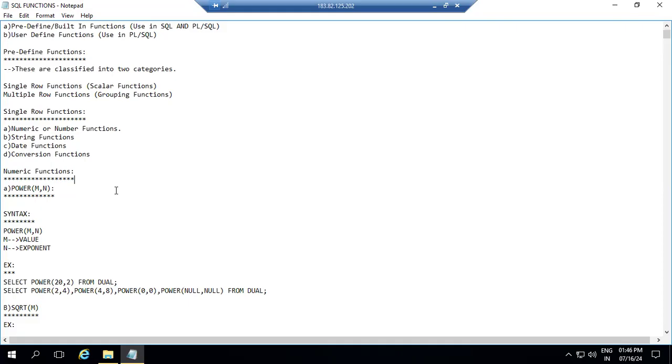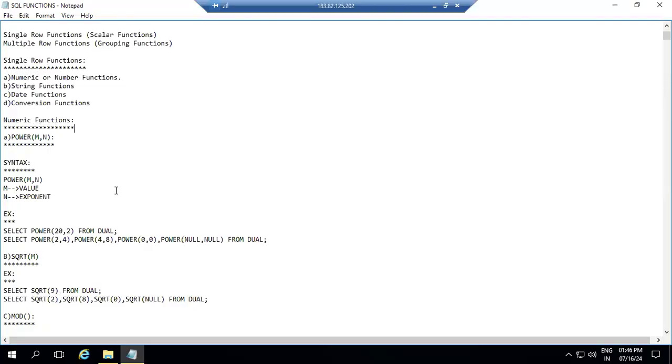Why do we use numeric functions in general? Numeric functions are used to perform operations on numbers. They accept numeric values as input and return numeric values as output. Under the numeric functions, we have functions like power, square root, absolute value, sign, and mod.